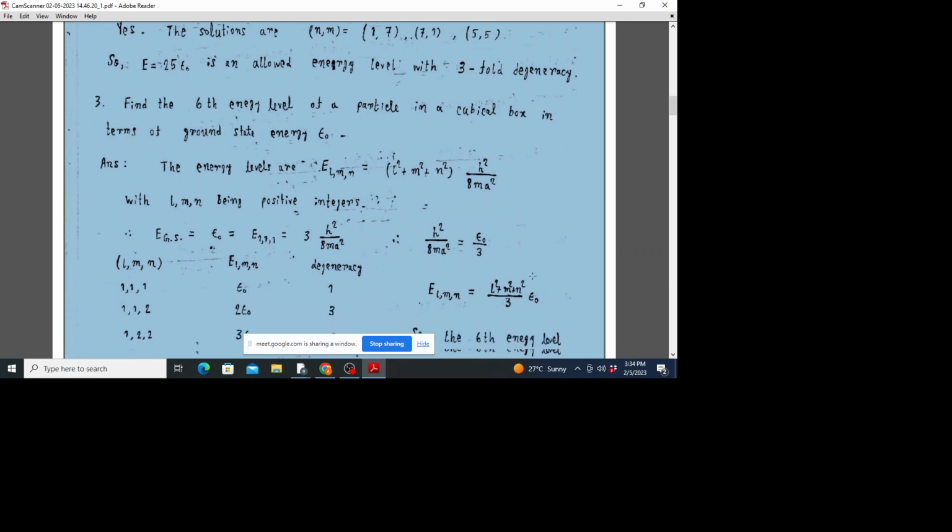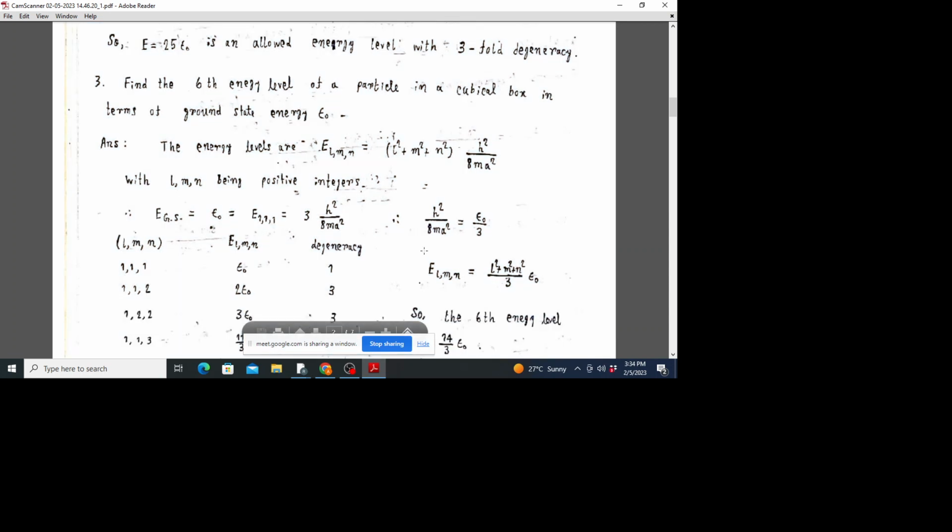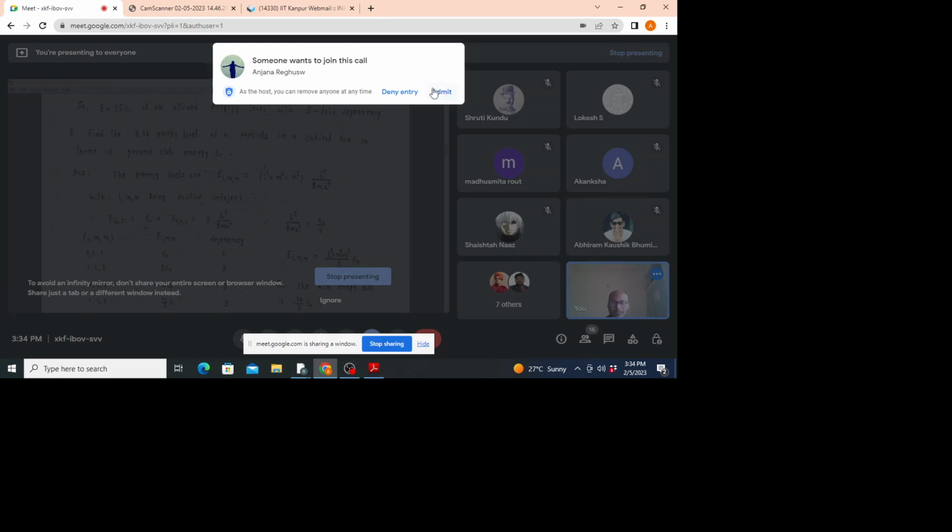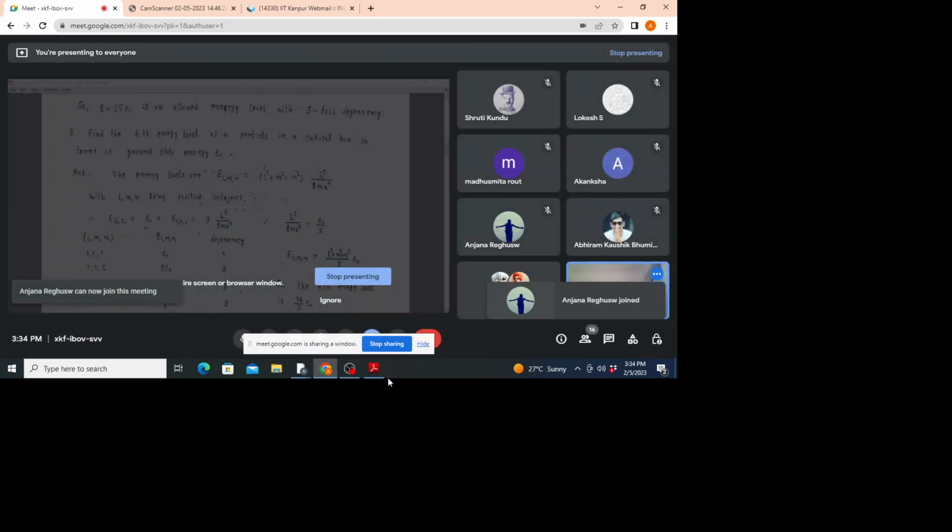Good. Since we now have this relation, that means we can write E_LMN equal to (L squared plus M squared plus N squared) divided by 3, multiplied by epsilon naught. So now this is the relation between the higher energy levels and the energy of the ground state.